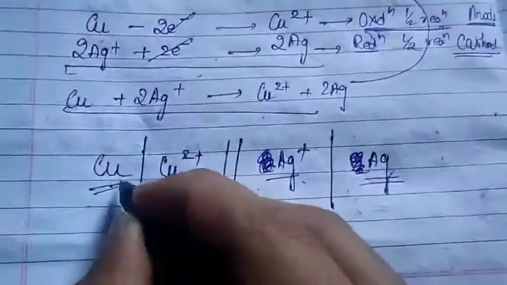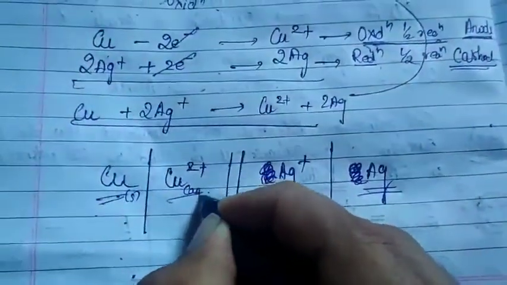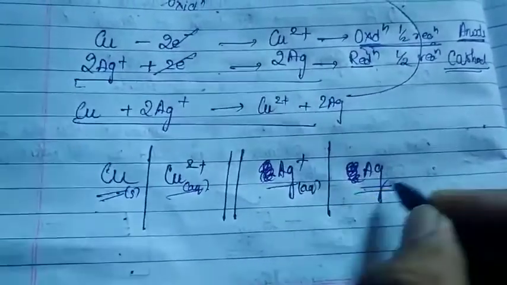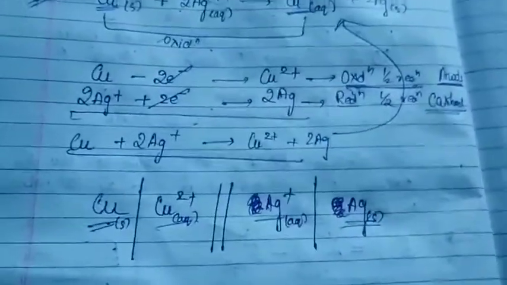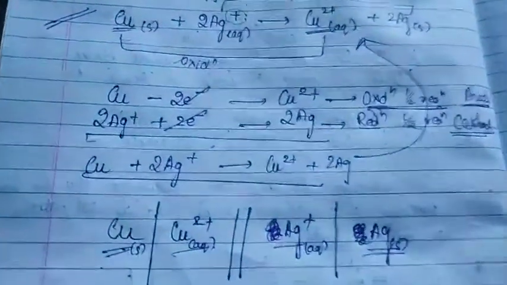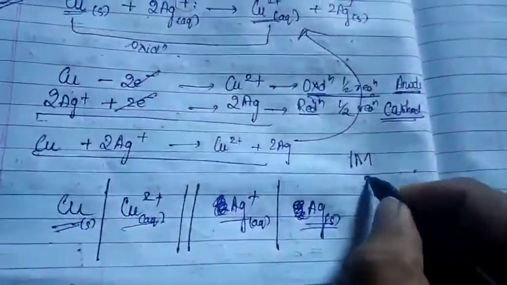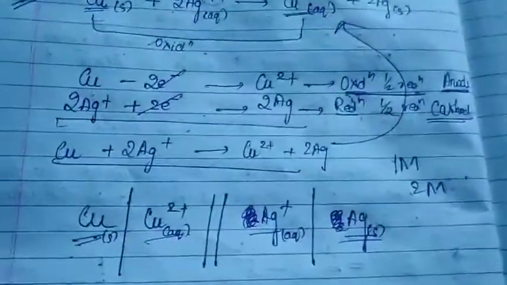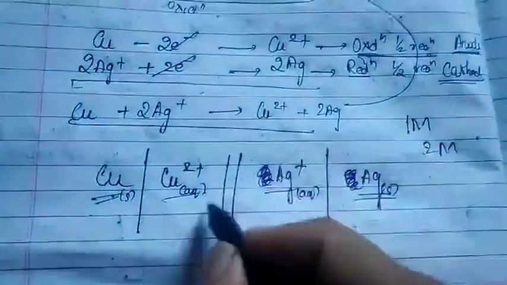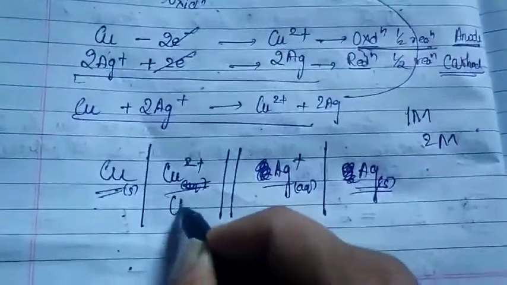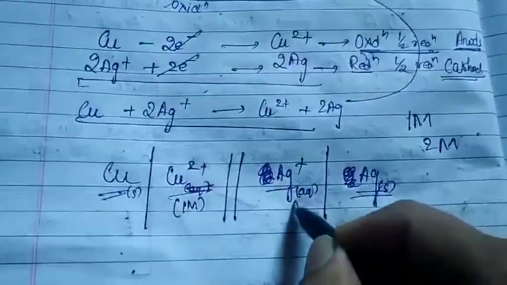Of course, here will be solid, here will be aqueous, here will be aqueous, and here will be solid. So in certain scenarios, it is particularly mentioned that you are taking 1 molar or 2 molar of electrolyte solution. So when a particular concentration is mentioned, instead of aqueous, here you have to write in the bracket 1 molar.